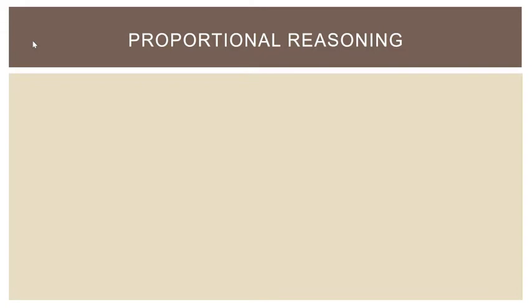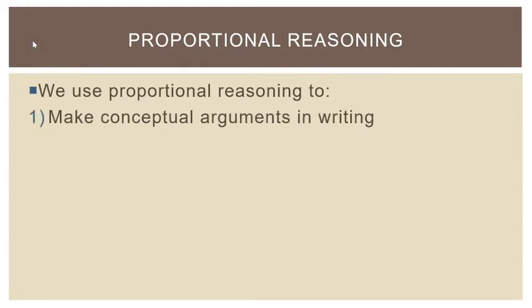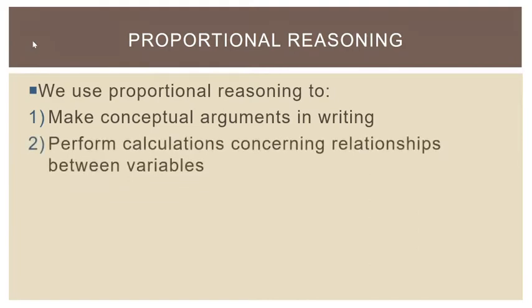So we're going to say a couple of things about this, and then we're going to show how this works and how you'll use this. So the first thing we can say about this is we use proportional reasoning for two things. We use proportional reasoning to make conceptual arguments in writing. And so some of the free response questions on the AP test are what they call a short answer, paragraph length response, where you just are given a problem and you will have to make an argument about that problem by writing a paragraph. Or we'll use it to perform calculations concerning relationships between variables.